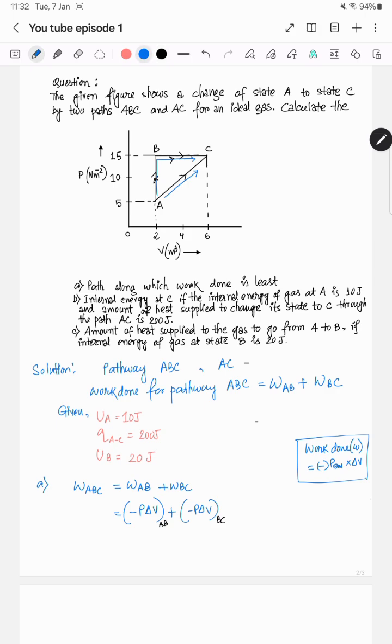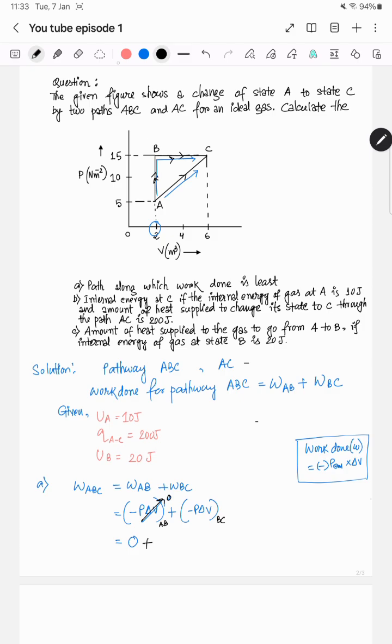Now if you observe the pathway A and B, the volume is fixed at 2 meter cube. So here we can say delta V is 0. If it is 0, of course the work done will also be 0. Now we are left with work done for the pathway B and C.